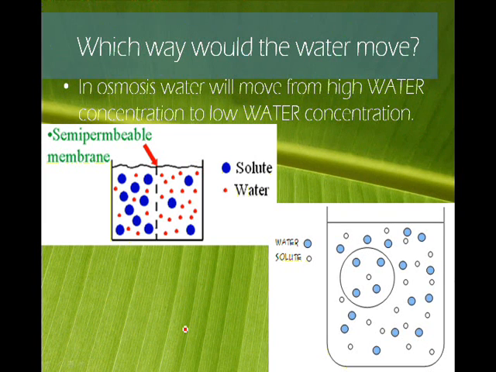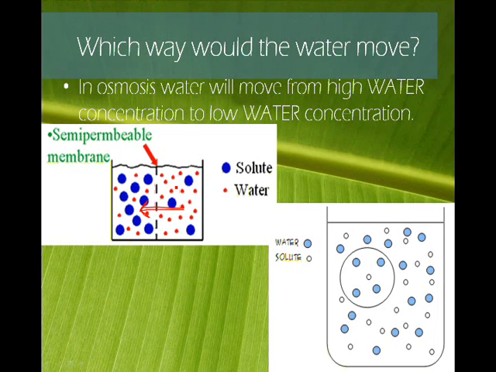Osmosis is when water moves from high water concentration to low water concentration. So if we look back at these same diagrams, we can see that there's more water on this side and less water over here. So water would move from high water concentration to low water concentration, like this.